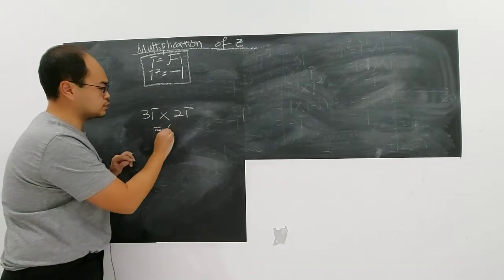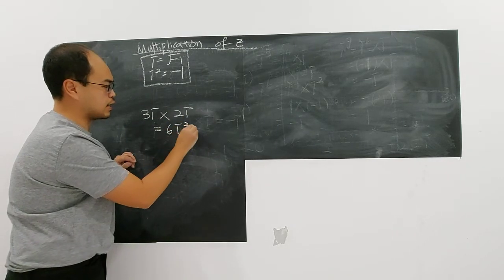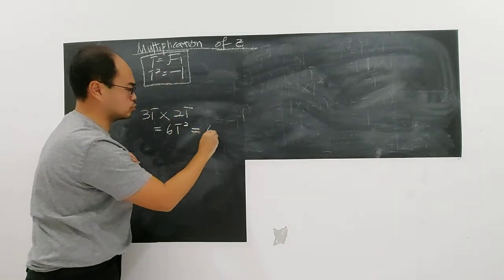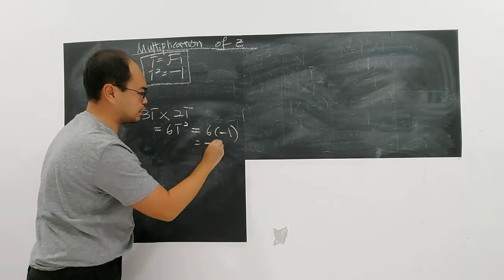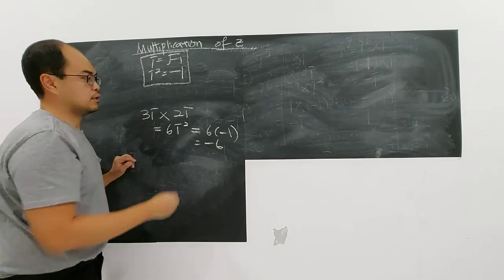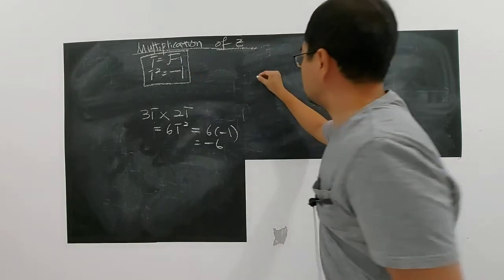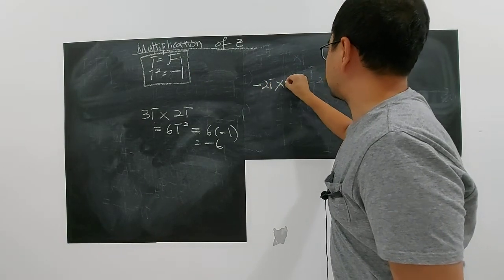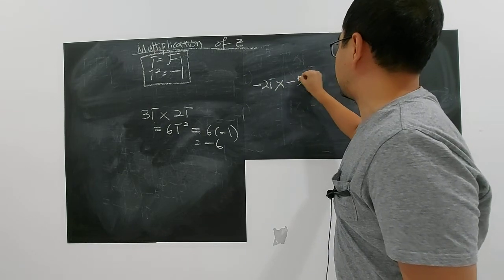So 3i times 2i is 6 i squared. What is i squared? Negative 1. So you get negative 6. Negative 6 is a real number, right? Okay, another one: I can do negative 2i multiplied with negative 5i.